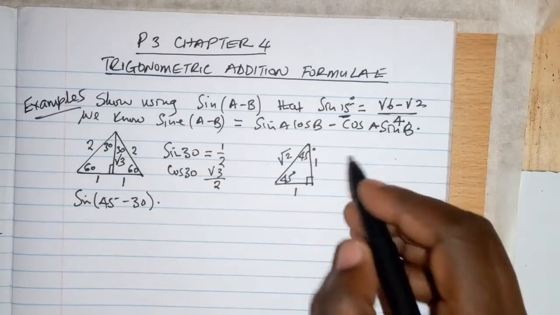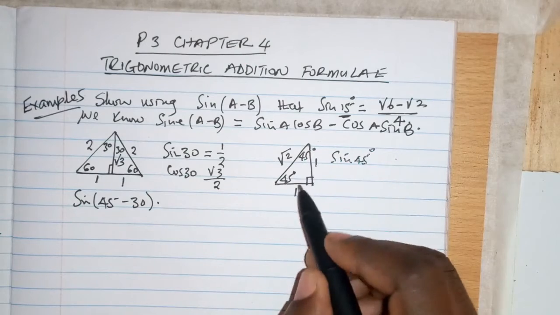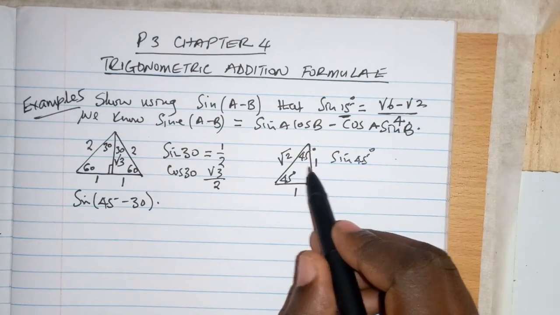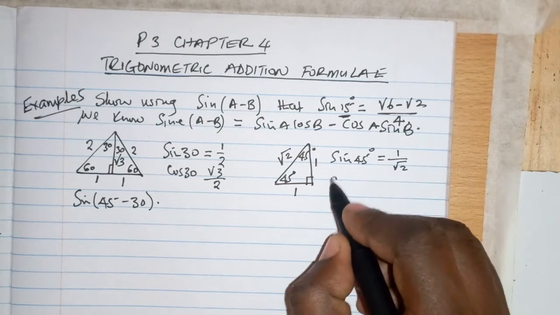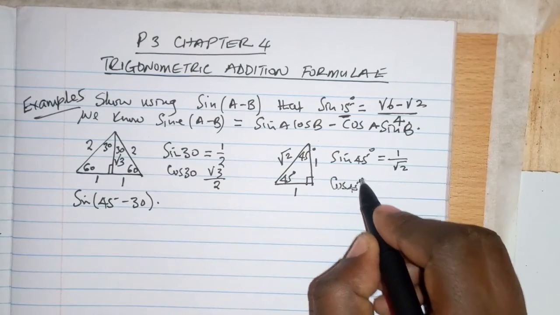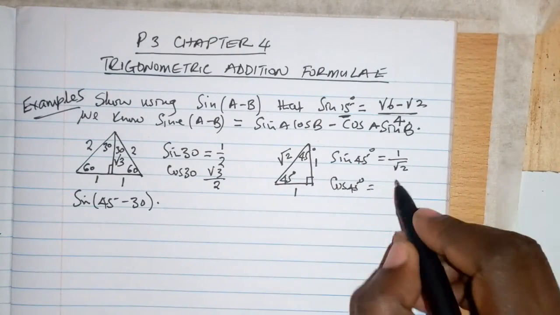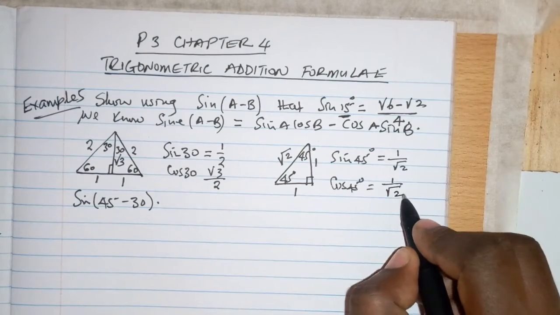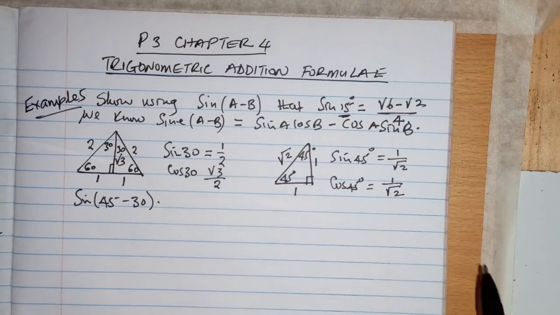So from here we can easily talk about the sine of 45 degrees, which is opposite over hypotenuse, which is 1 over root 2, and the cosine of 45 is definitely going to be equal to this because it's adjacent over hypotenuse. Again, you should also remember that the sine of an angle theta is equal to the cosine of 90 minus theta. That is what we know.